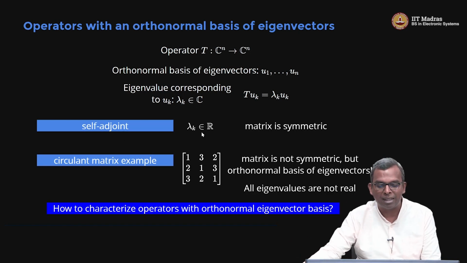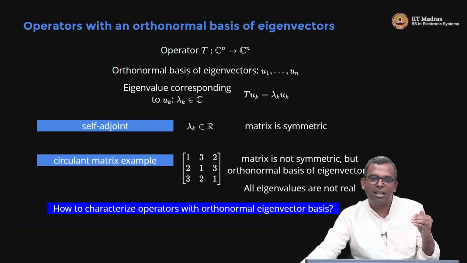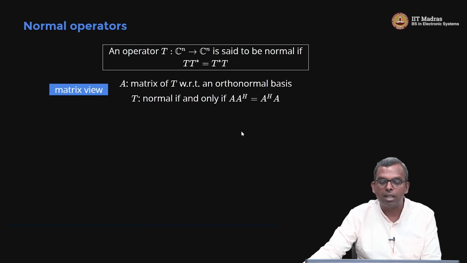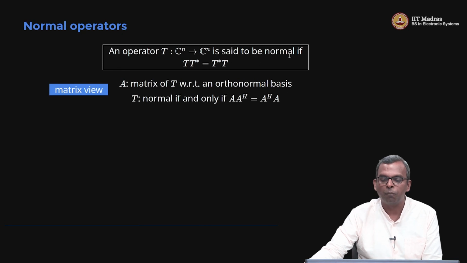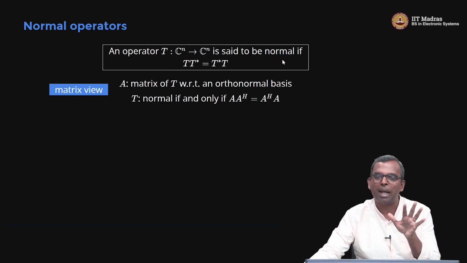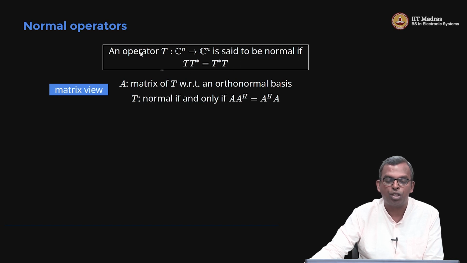Self-adjoint operators have this additional property that the eigenvalues are real. What if I only want the orthonormal basis of eigenvectors? I don't care about the eigenvalues being real or not. Then self-adjoint is overkill. What is a little bit of relaxation of self-adjoint? That is the normal condition. So, this is the definition of a normal operator. An operator T is said to be normal. The word normal, don't use the English definition of the word. It has one norm type behavior, we'll see that later. If T T star equals T star T. So, this is the definition of a normal operator.